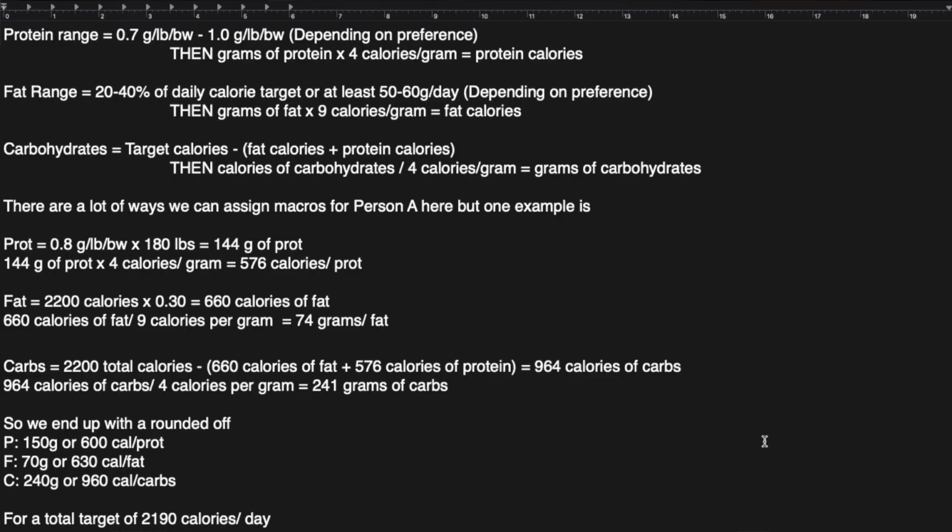There are a lot of ways that we can assign the macros for person A here. This example will give you one way of doing it. Ultimately, you'll want to interview your clients, ask them information about their preferences, what they've liked in the past, what they've had success with in the past, and that will play a big role in how you distribute these macronutrients. It's not necessarily up to you to tell them to eat specific food items. That's a very complicated thing that can vary based on genetics and a lot of other things.